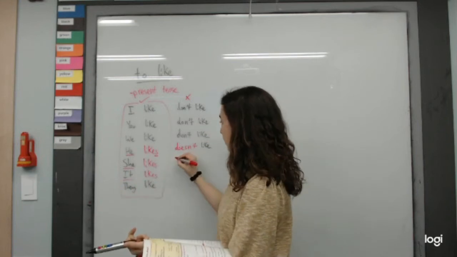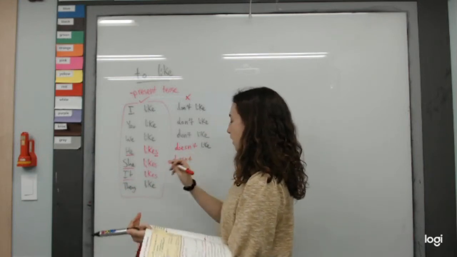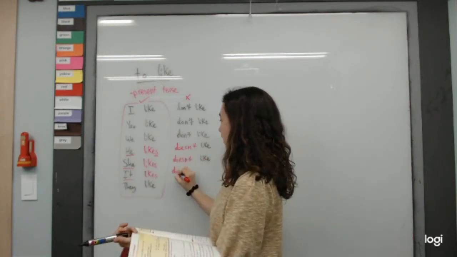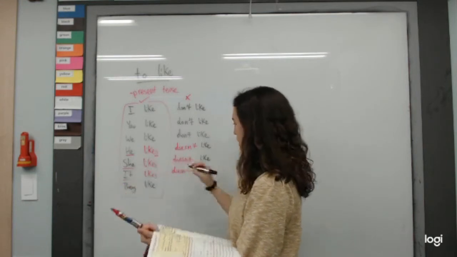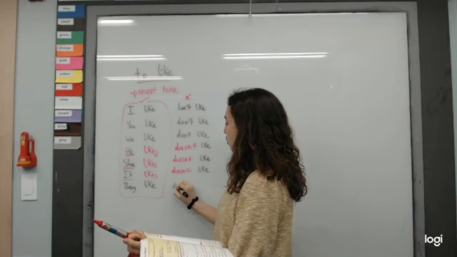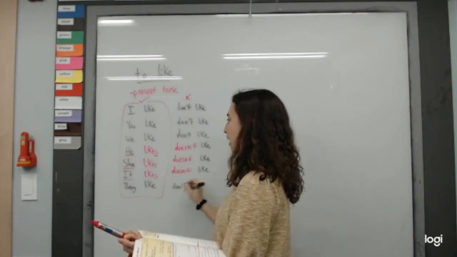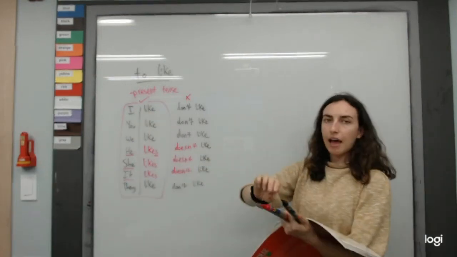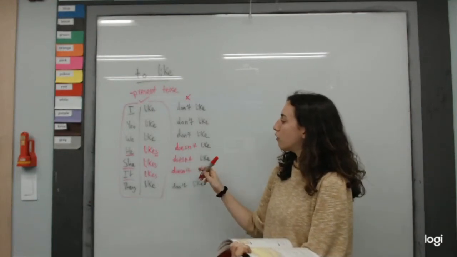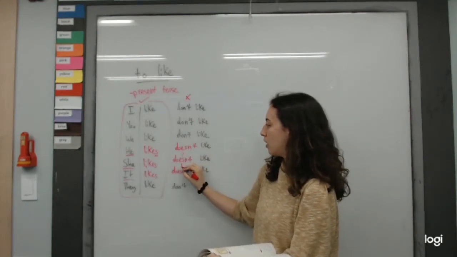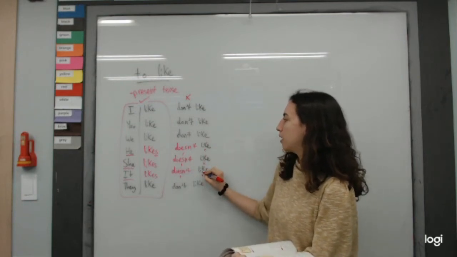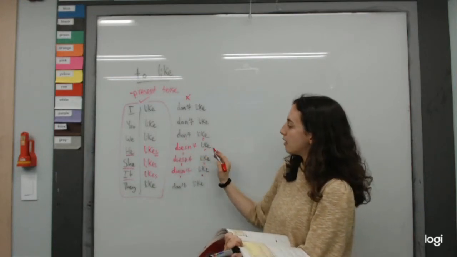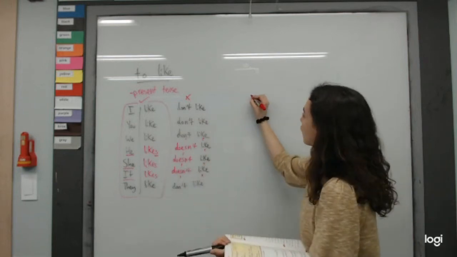And she, it, is the same. She doesn't like. It doesn't like. And they don't like. So again, he, she, it is special. He, she, it changes to S. Remember, when we have two verbs, only the first one changes. Number one. Number two is the same. Number one changes. So we don't say don't likes. We say doesn't like.